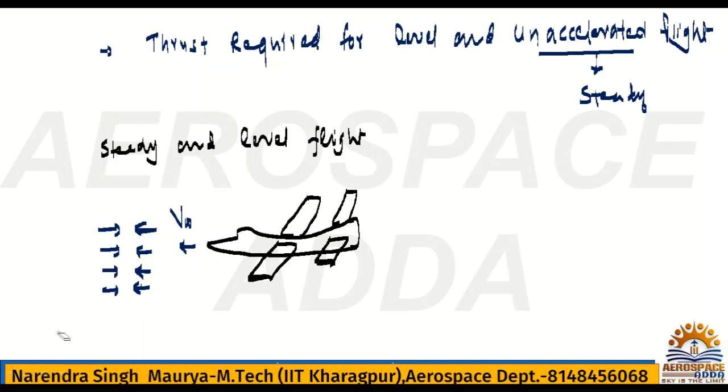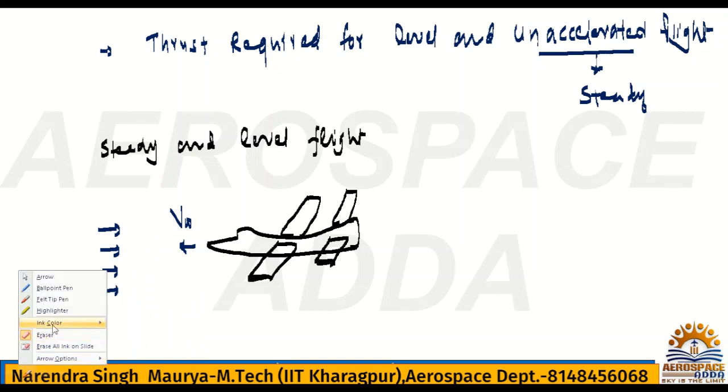Better I will remove this and show this is the air, coming towards the aircraft. As we know, if the air comes towards the aircraft with v infinity, the same velocity will be for the aircraft. Yes or wrong? Now, this is what we call the free stream.